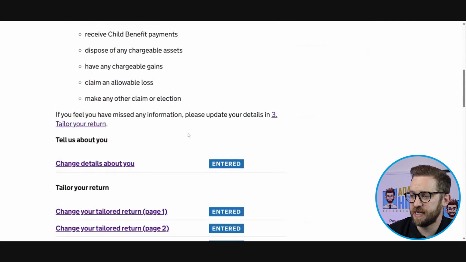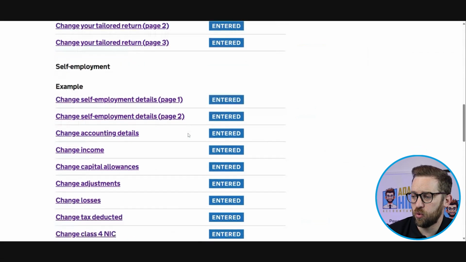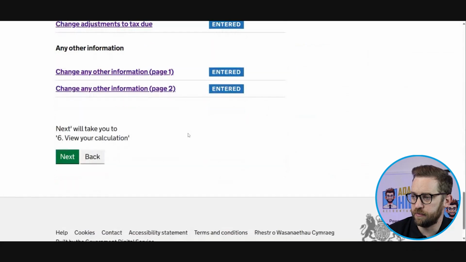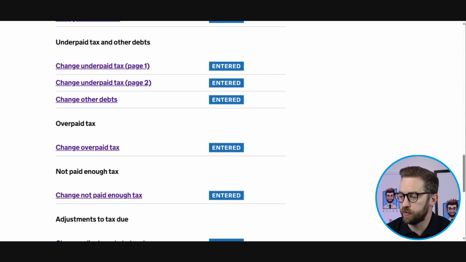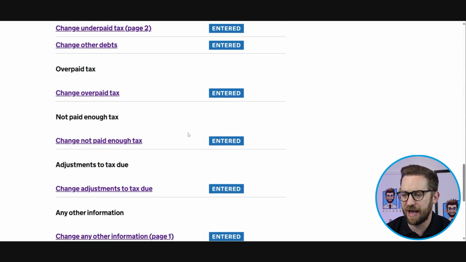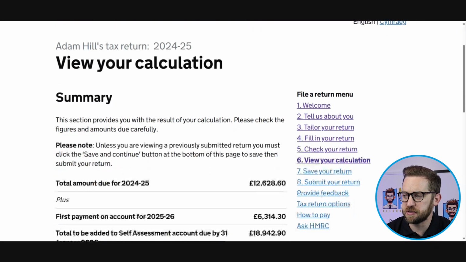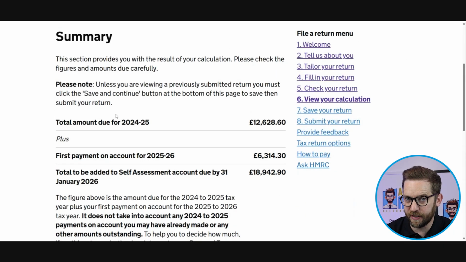continue. And then you can see, as I scroll down, that all of these sections now have the entered symbol next to them in blue. Now from here, if I'm happy that I've provided all the numbers and all the details and I want to view my calculation, I can click on next at the bottom of the page, and I'm then presented with a summary of my calculation.